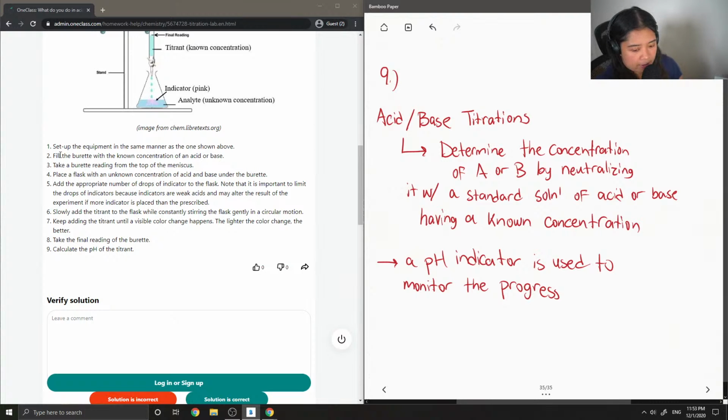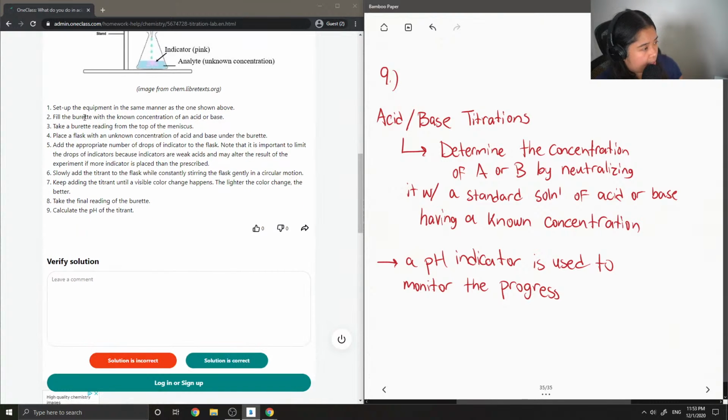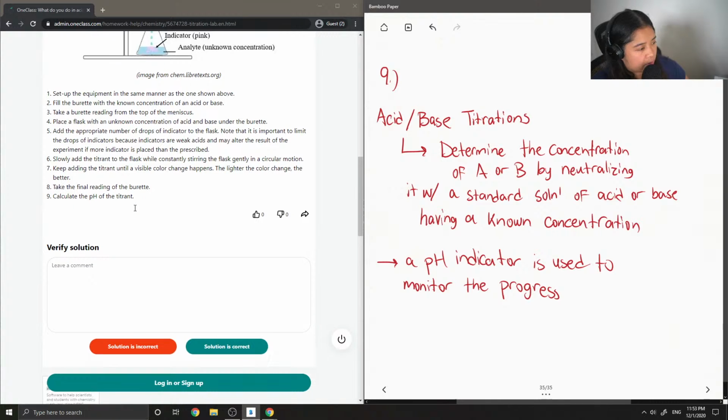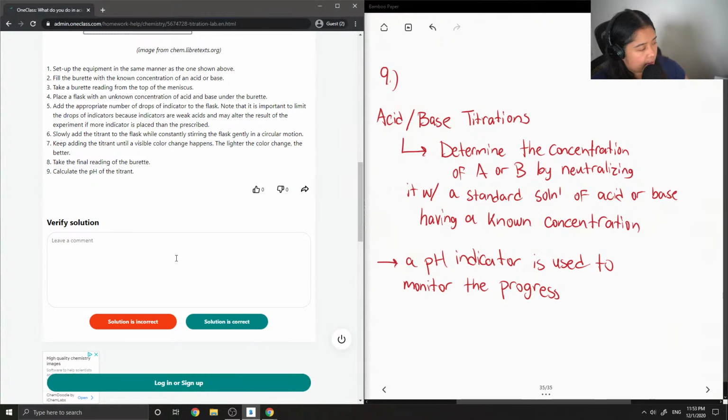So they have here a step-by-step solution. Set up the equipment, fill the burette, take the reading before you add anything. Place the flask with the unknown concentration, add indicator. Slowly add the titrant while stirring the flask in a circular motion. Keep adding until visible color change happens, and then take the final reading and then calculate the pH. Yep, so this solution is correct.